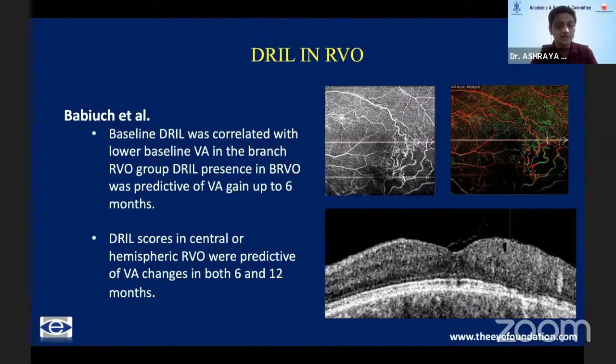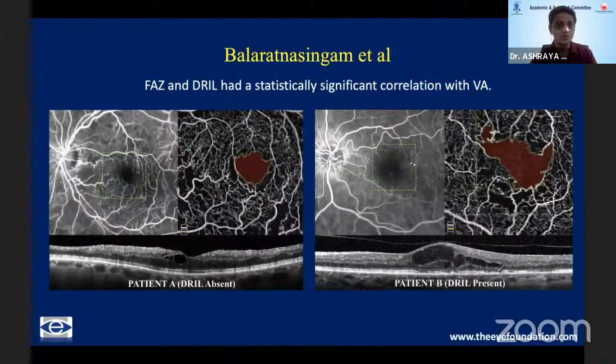And Babiuch et al. demonstrated prognostic potential of baseline DRIL and DRIL burden throughout the treatment for visual acuity in patients with treatment-naive branch retinal vein occlusion and central or hemispheric vein occlusion. So this is another paper by Balaratnasingam et al., who demonstrated that an enlarged FAZ and DRIL can be correlated well with the visual acuity also.